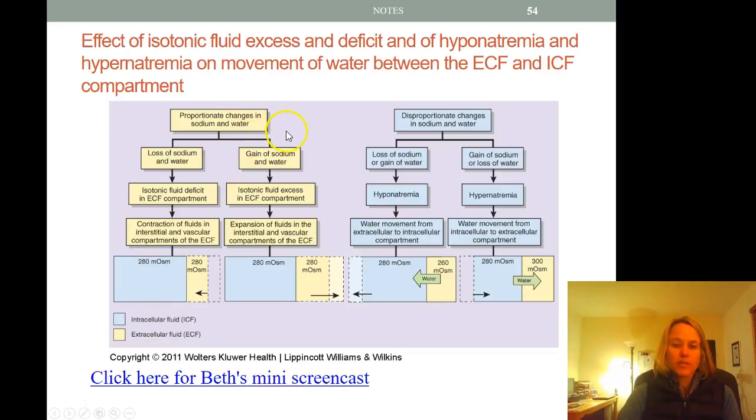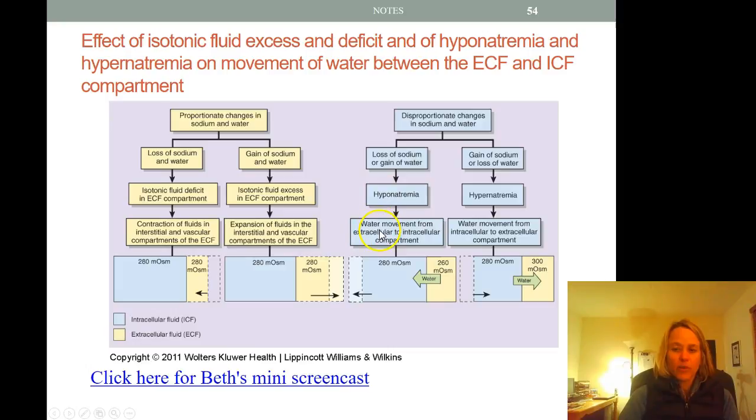Or we could have a proportionate gain of sodium and water, and this would result in isotonic fluid excess in the extracellular fluid compartment. So this leads to an expansion of that extracellular compartment, but once again we have no change in the intracellular compartment because it is isotonic. Okay, and then over on the blue side, this is where we have disproportionate changes in sodium and water. So we could have a loss of sodium or a gain of water, and that would lead to hyponatremia.